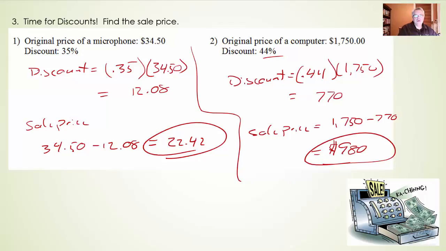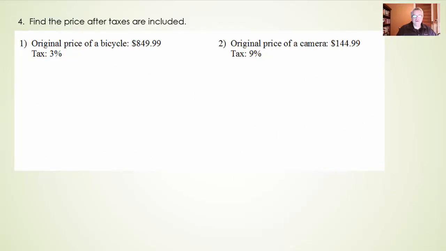Okay, so just gotta remember, discounts are subtracted. Gotta be careful. Sometimes they ask for discount, sometimes they ask for the sale price. You have to give them whatever they're asking for. All right, tax is very similar, but going the other way. We always add tax to the cost because it increases the cost.